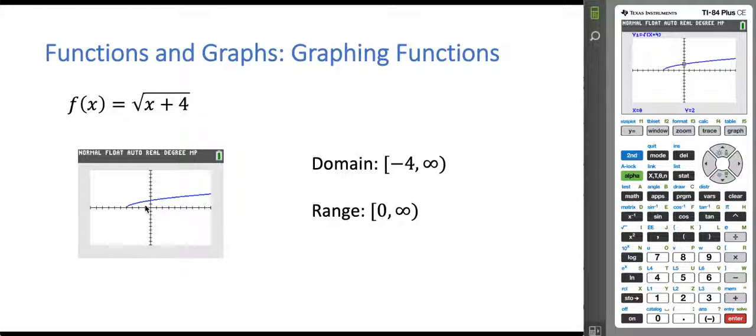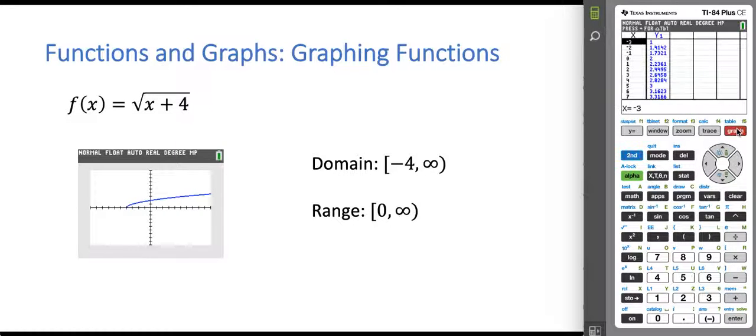And the range, the y values, are going to start at 0. It goes through that point and goes to infinity. You can see that on your table as well if you'd like.